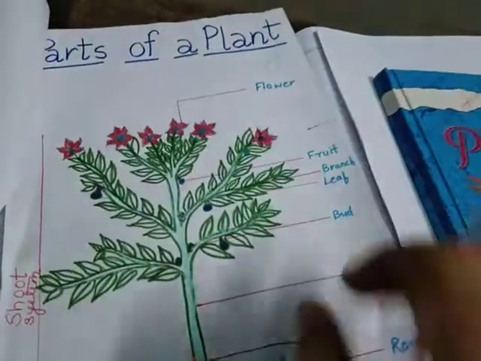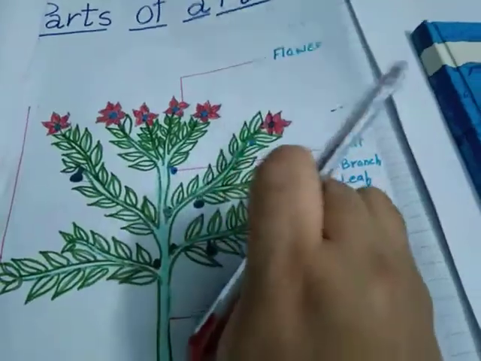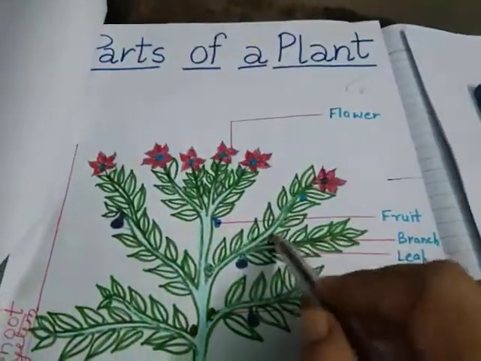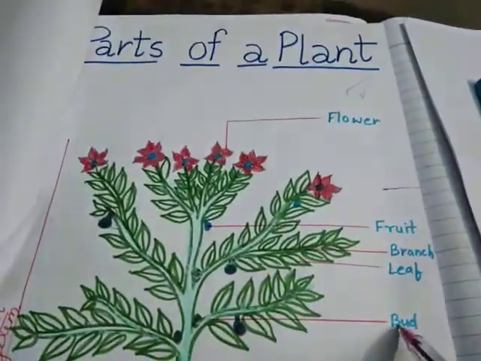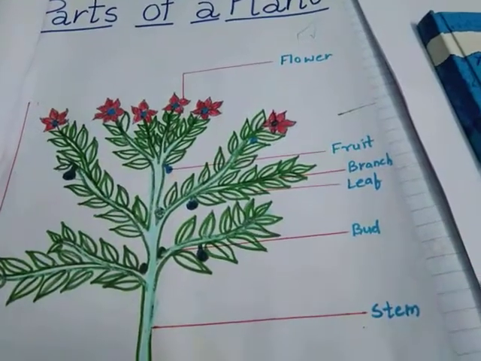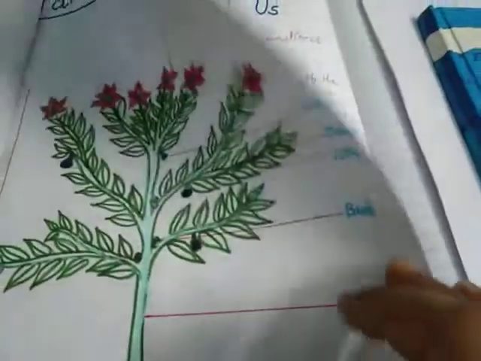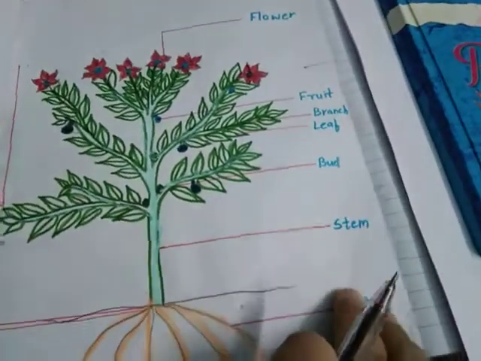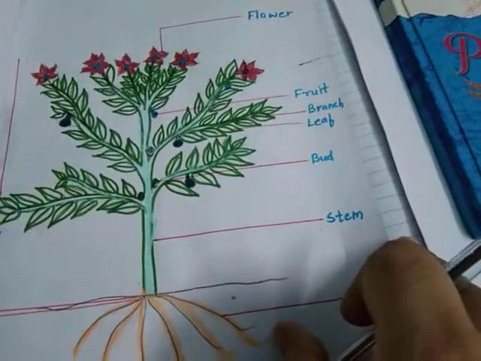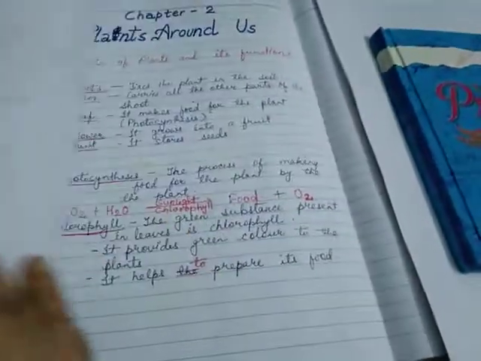Here we have written branches. The function of branches is to carry the leaves. And bud is the small flower, you can say small flowers covered with green leaves. Buds are small flowers covered with green leaves. These buds protect the flowers, and it blooms into a new flower.